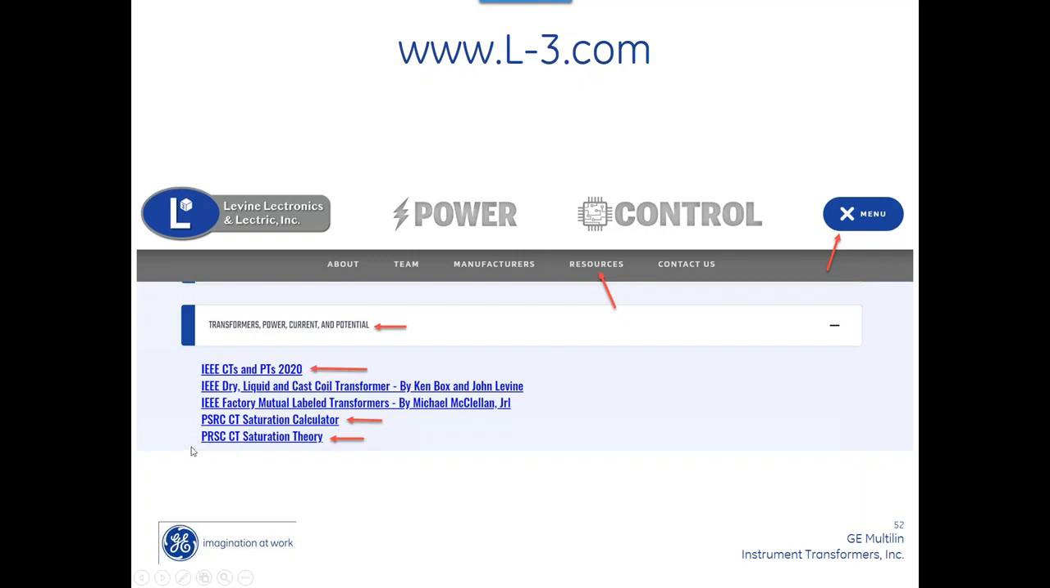And here's the CT saturation calculator, and they have a cheat sheet telling you how to set it up. So I've actually got that on my website if you want a copy of it.